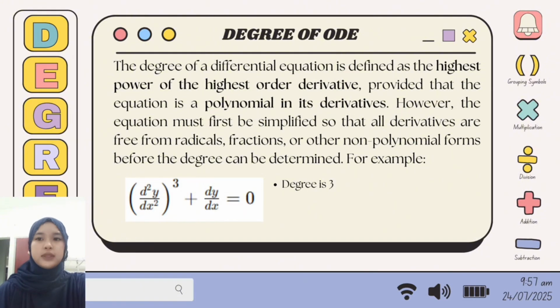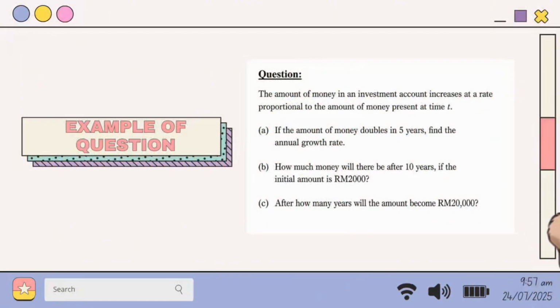For example, d square y over dx square all raised to the power of 3 plus dy over dx equals 0. In this equation, the highest order is the second derivative. The power of this derivative is 3. Therefore, the degree of the differential equation is 3.